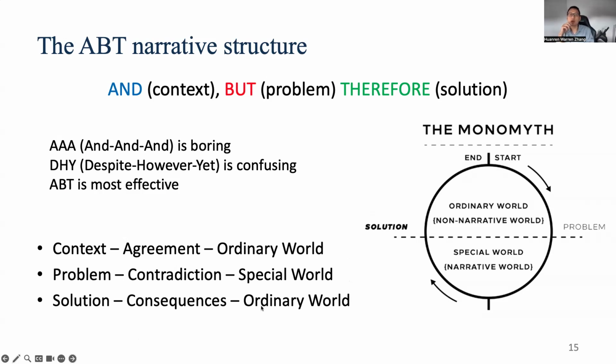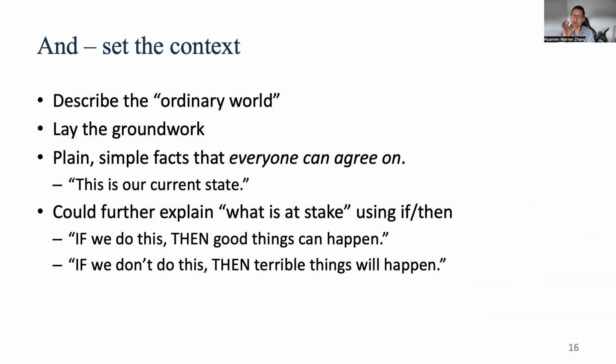So let's look at this three-part A, B, T one by one to see how we can construct each part, and then you get the general idea of how to structure your message. The A part, the context, should set the context. Again, this falls into the ordinary world. You try to describe the ordinary world. You try to lay the groundwork.